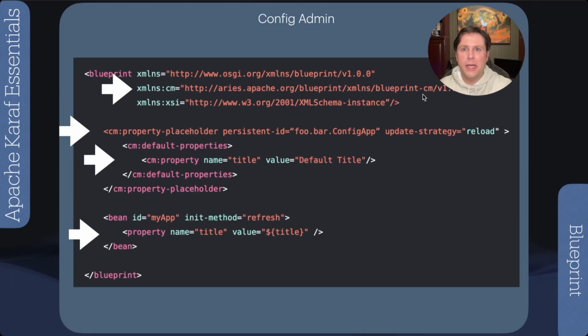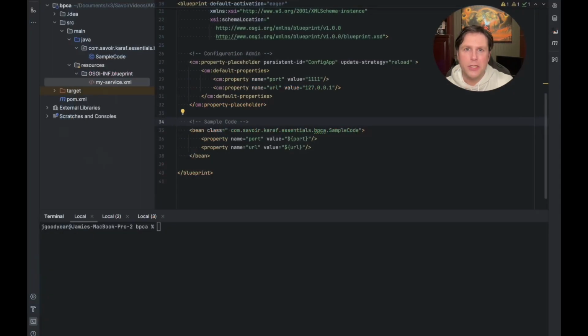That is Blueprint CM. And that will set up a small set of elements that we can use to set a persistent ID, telling it this is the file we want to use, set an update strategy, in our case reload whenever we change the configuration, and set up a set of default properties. We have to give a title for the property and a default value for each of them. Then in any application code we want to write, where we set up some beans, we can say, hey, I want to use that named property and give me the dynamic value of whatever ConfigAdmin has at the moment for our app. Let's take a look at this in the code.